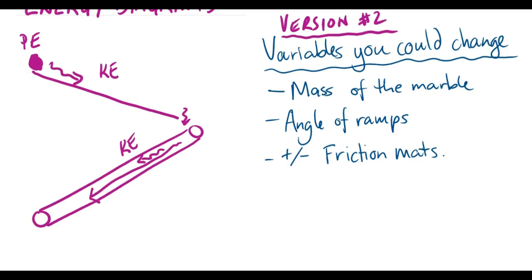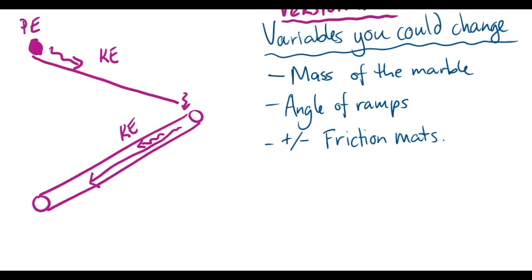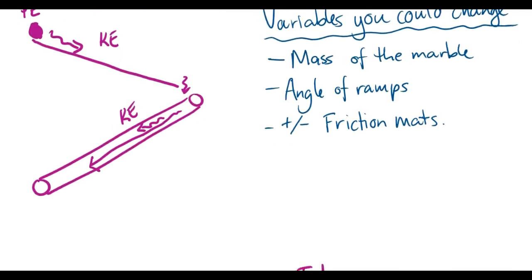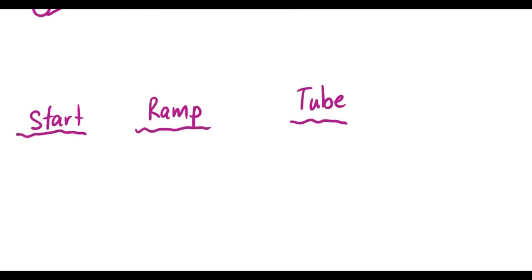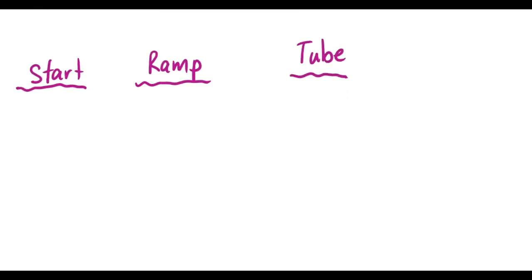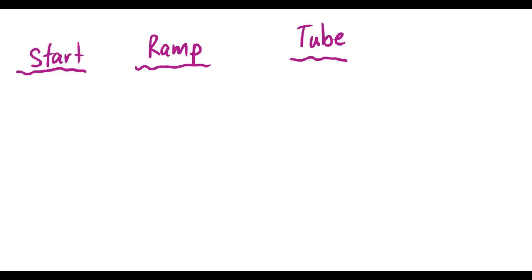Now, to get you started, when you have an energy diagram, you have to think of where you start, where it goes. So I've got here a little bit of an outline, or a scaffold. So first of all, where did we start? We started at the top of a ramp. Okay? So if you're at the top of a ramp, what type of energy do you have?